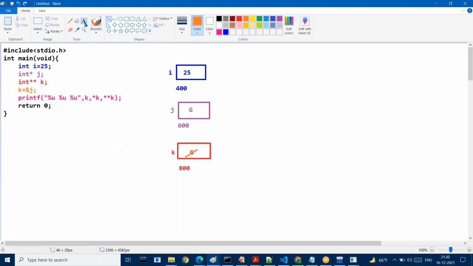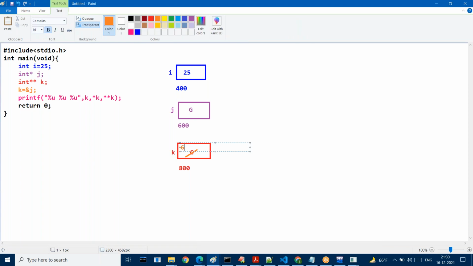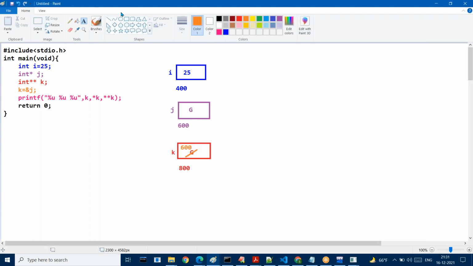So automatically it will become 600. Now you see, sir, first what is it printing? k. That means 600, an address. Next one is *k. Means what? Value at address 600. Yes, correct. Ayush, your answer is correct. Value at address 600 is what, sir? That's a garbage value. And lastly, sir, *k.